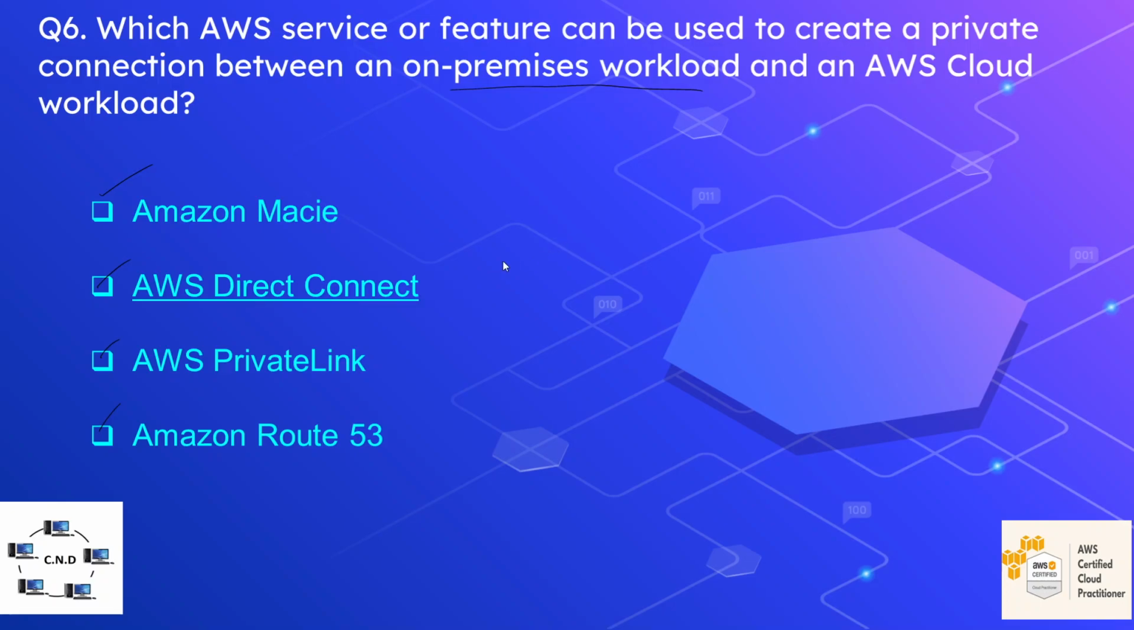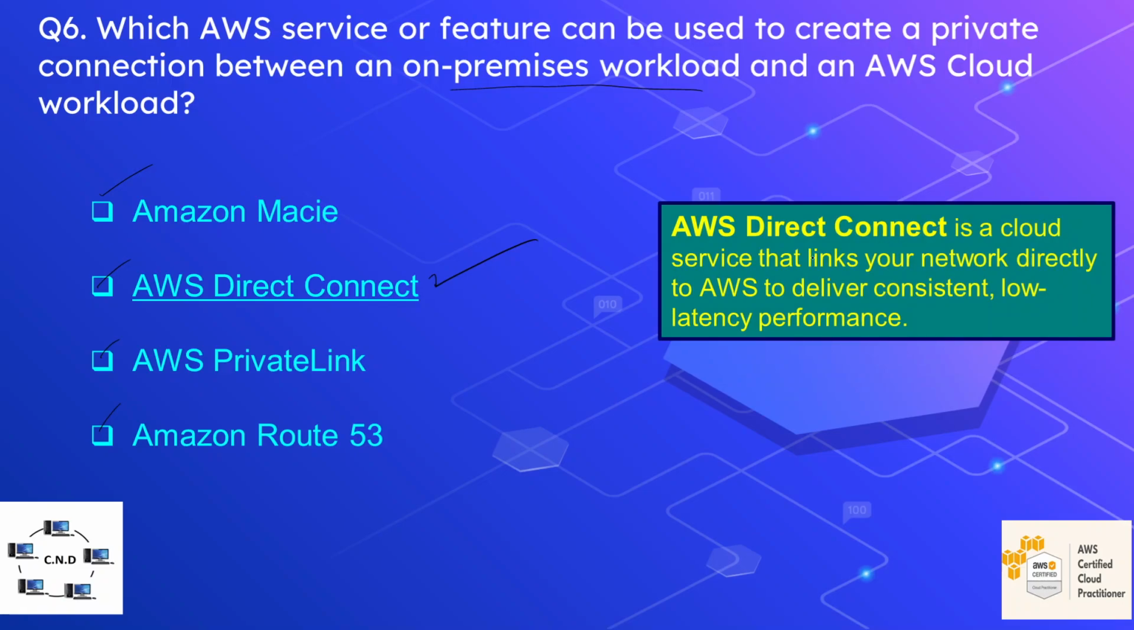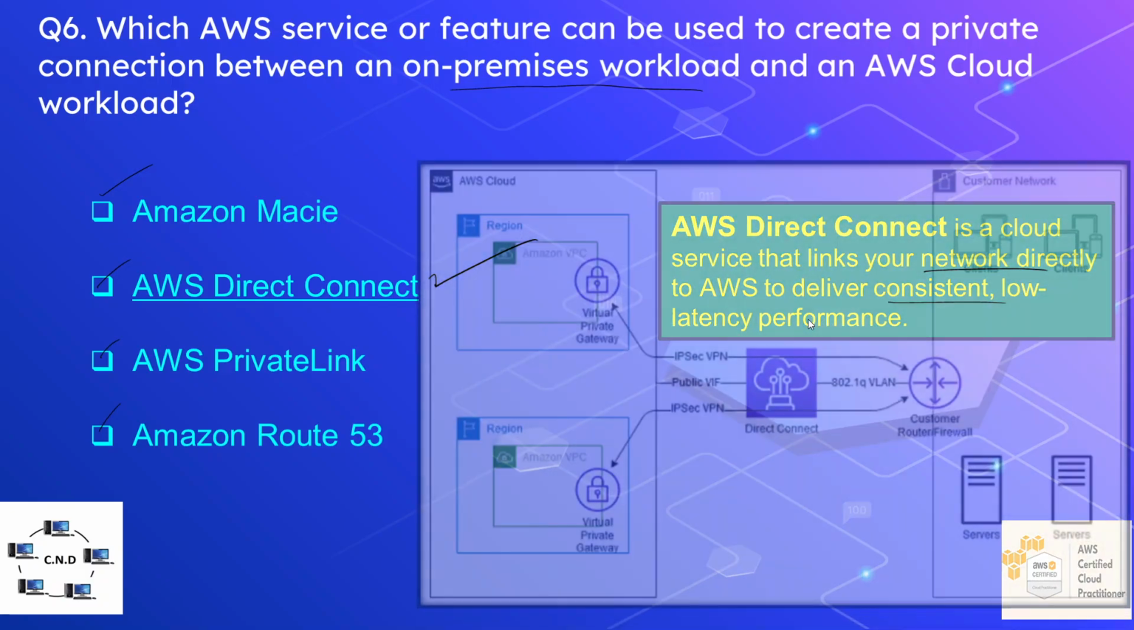And the correct option is, as we studied in the earlier question, that AWS Direct Connect basically provides the way by which the user's on-premise network or workload can be connected to the AWS workload. And it is basically a cloud service that links your network directly to AWS to deliver consistent low latency performance.